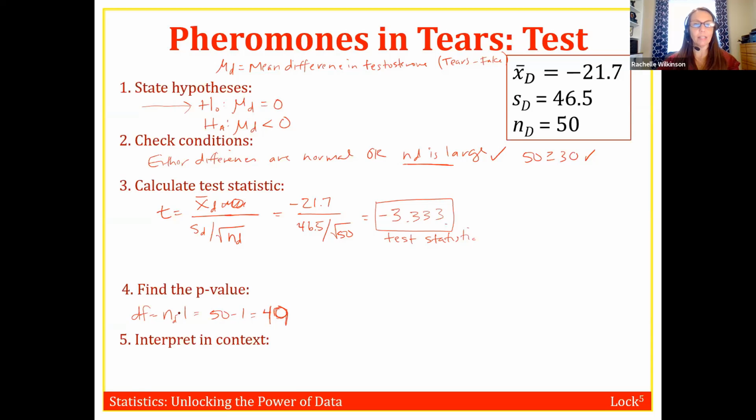All right, so we need degrees of freedom. We need the test statistic, which we just calculated to be negative 3.333. And we need to know whether we have a one-sided or two-sided test, or what type of alternative we have. So our alternative in this case is less than. We have our test statistic. We have our degrees of freedom. So now we're ready to head over to StatKey.